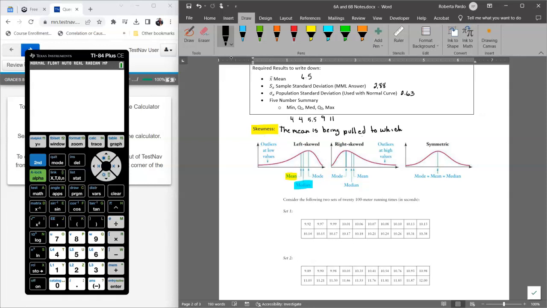It's which direction that mean is being pulled because of an outlier. So the mean is being pulled to which direction due to potential outliers. Doesn't mean that there is an outlier, it just means that there's potential for an outlier.